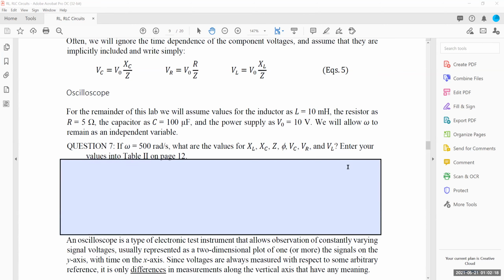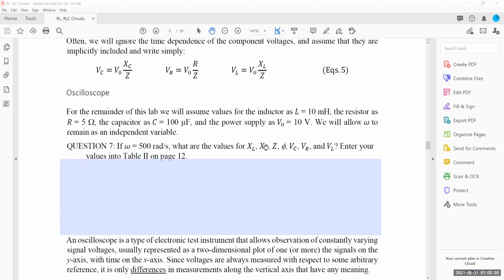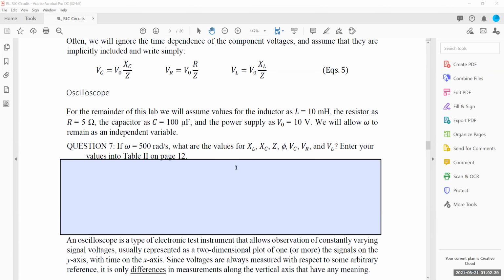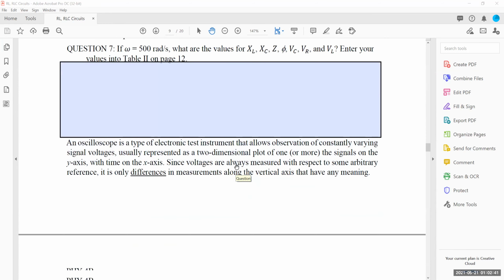VC is clearly equal to 10 volts times the ratio of XC over Z, whatever you find for Z. VR is the ratio of the 5 ohms divided by Z, whichever you found in here, and that is going to be your VR. VL is the same thing. It's going to be XL that you calculated in here, divided by Z that you calculated in here, and times 10 volts, and that should be the answer to it. So this is straightforward, okay?